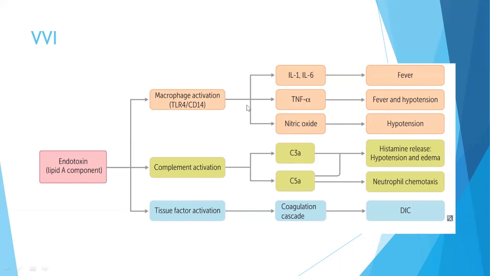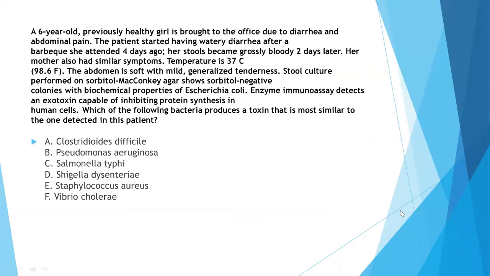Now, this macrophage activation is through interleukin 1, interleukin 6, TNF alpha, and nitric oxide. Interleukin 1 and 6 may cause fever, TNF alpha causes fever and hypotension, and nitric oxide causes hypotension. Complement activation is through C3a and C5a. This can cause histamine release and neutrophil chemotaxis, whereas tissue factor activation can cause DIC. Again, this was our question.